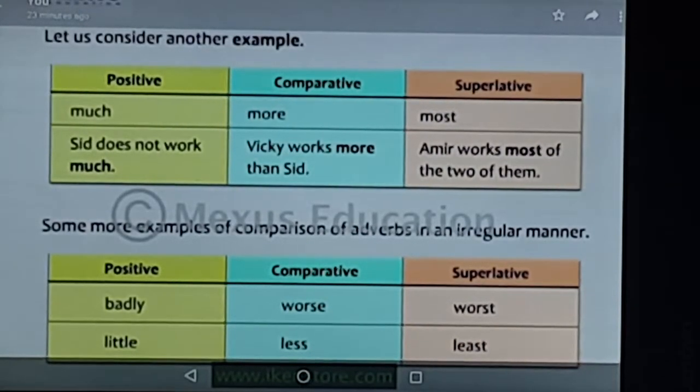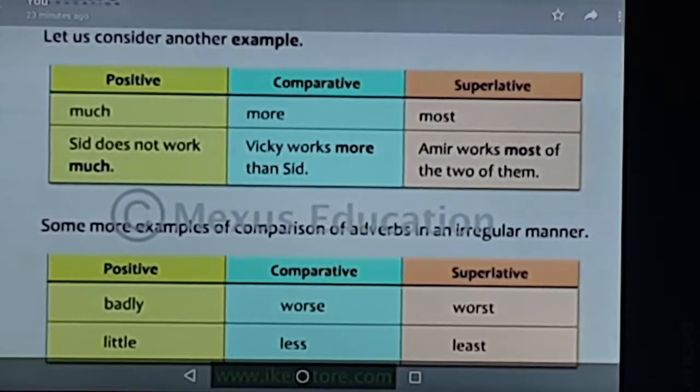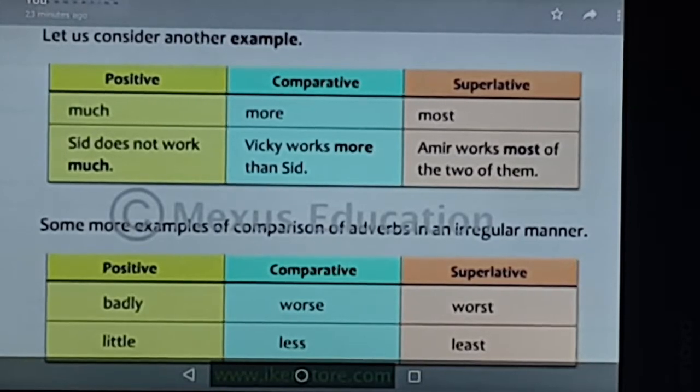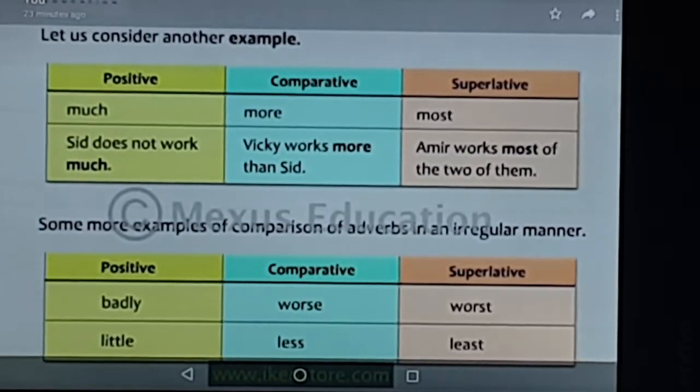More examples of irregular adverbs: much, more, most. Sid does not work much. Vicky works more than Sid. Ahmed works most of the two of them.